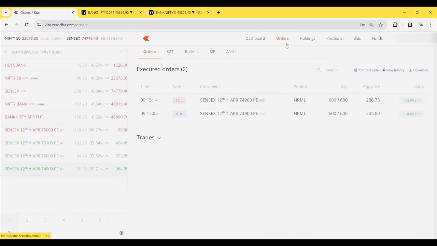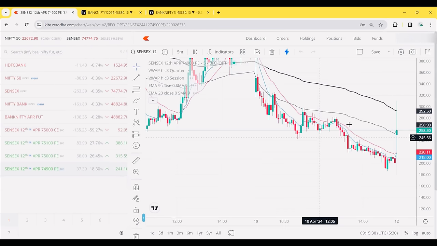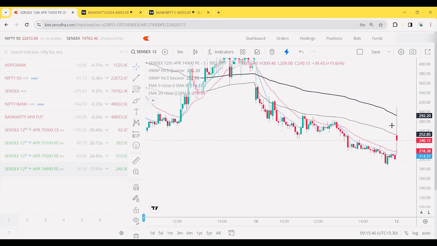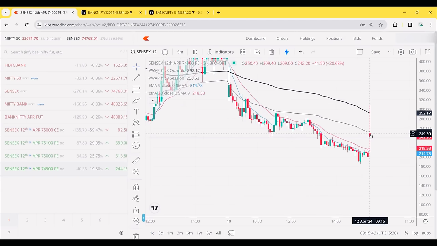25,000 we made. You can see here, this is the entry, 245, exit 286. 41 points we made in 8 seconds. Now it is back to 240, but we are done with our trade. We entered and exited exactly at our level.